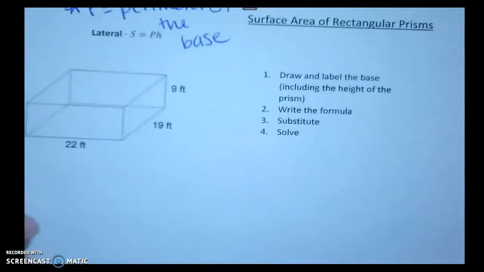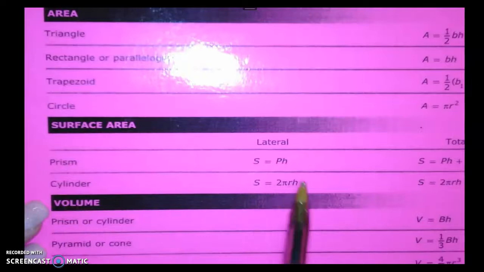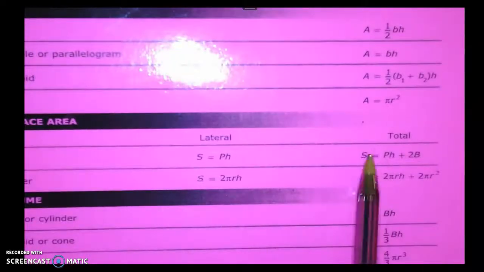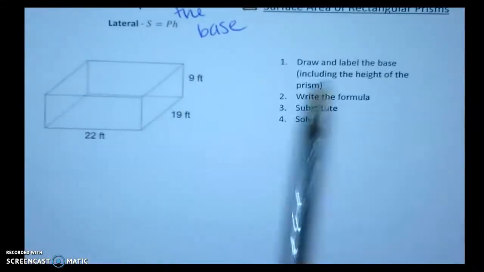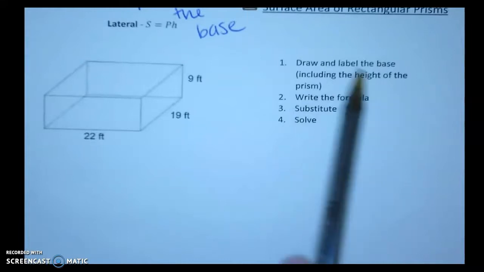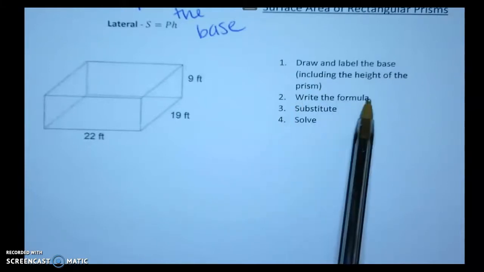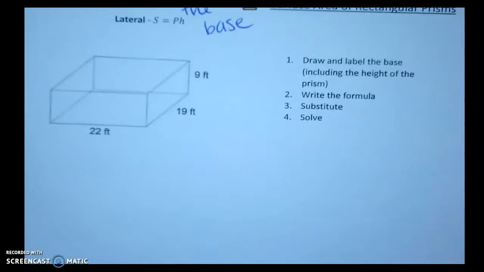All right, so you can also find these two formulas on your formula chart. If you look in the surface area section, we've got formulas for prism and a cylinder. So lateral surface area is right here, total surface area is right here, okay? Now I have some steps here in the middle that'll really help you get this correct. So first you want to draw and label the base, including the height of the prism. Then you want to write the formula, you want to substitute, and you want to solve. So let's use those steps right now.